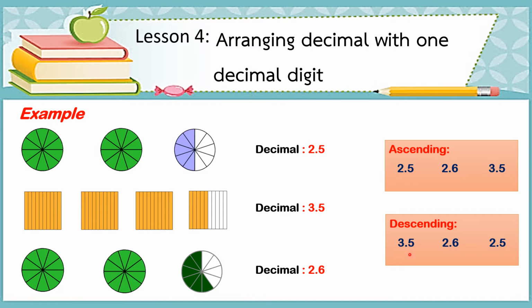No. Why? Because when we say descending number, the number is going down. When I say it's going down, the biggest number comes first, from big to small. I'll repeat, descending number is from big to small. So that is the difference between ascending and descending. I'll repeat, ascending, small to big number, descending, big to small number.